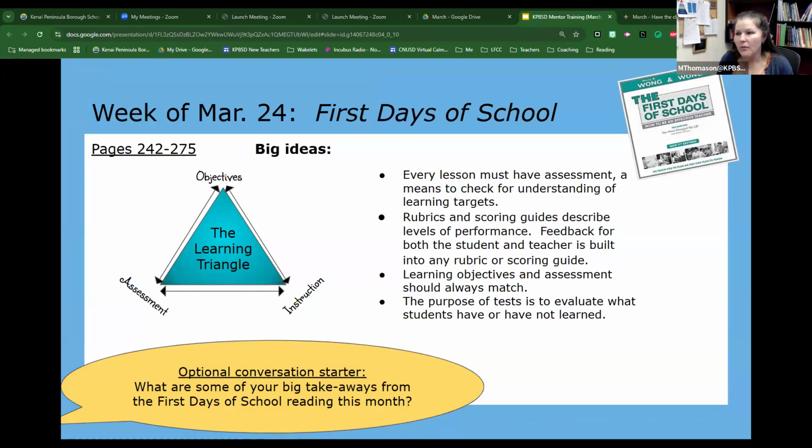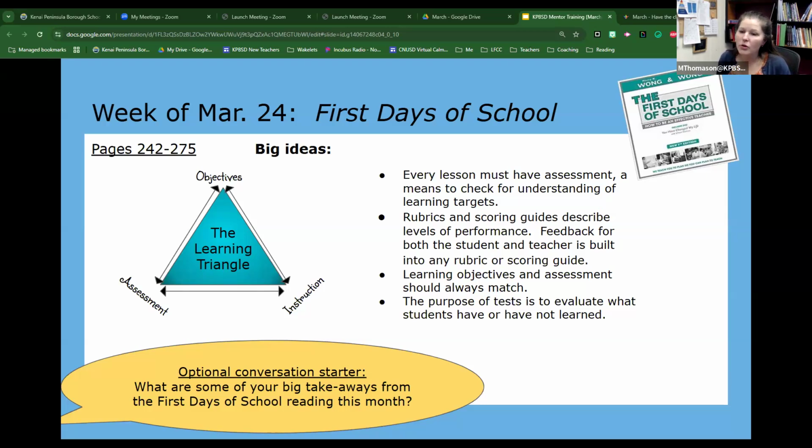Strategically, the March 24th reading for the first days of school focuses on assessment. For our purposes, in the mentoring process, you're really looking at the day-to-day checks for understanding in the lesson look-fors. The reading did spend a lot of time on rubrics and the benefit they provide to students. And I agree, rubrics provide a description of levels of performance or mastery. On a rubric, students know what proficient looks like, so they measure themselves.